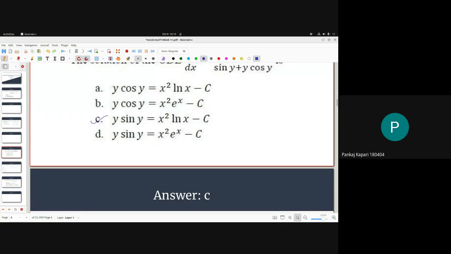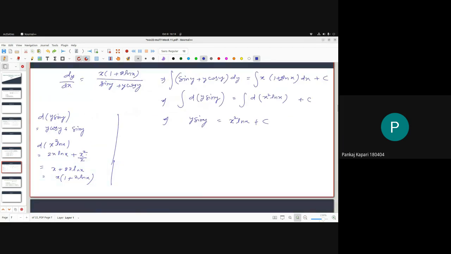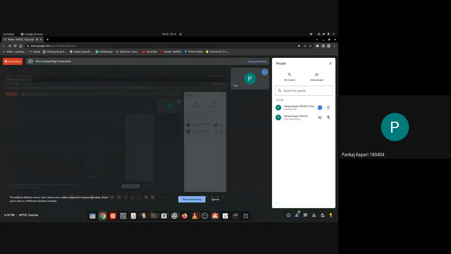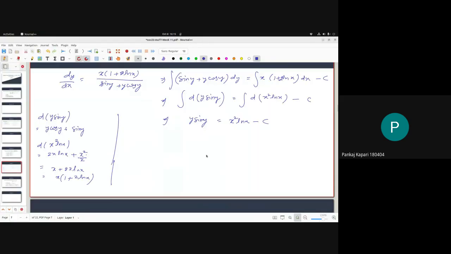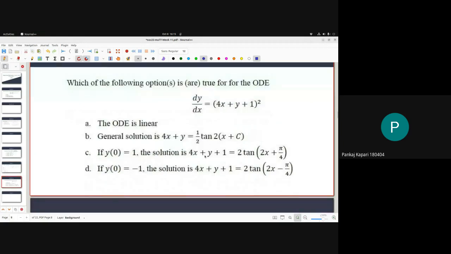Okay, so here the sign of this constant doesn't matter if it is plus or minus. That's not our concern. We can replace this constant by negative of this, so it doesn't matter. Instead of this, we can write minus C because it's just a constant. The constant can be replaced by minus C. Okay, so let's move to the next problem.